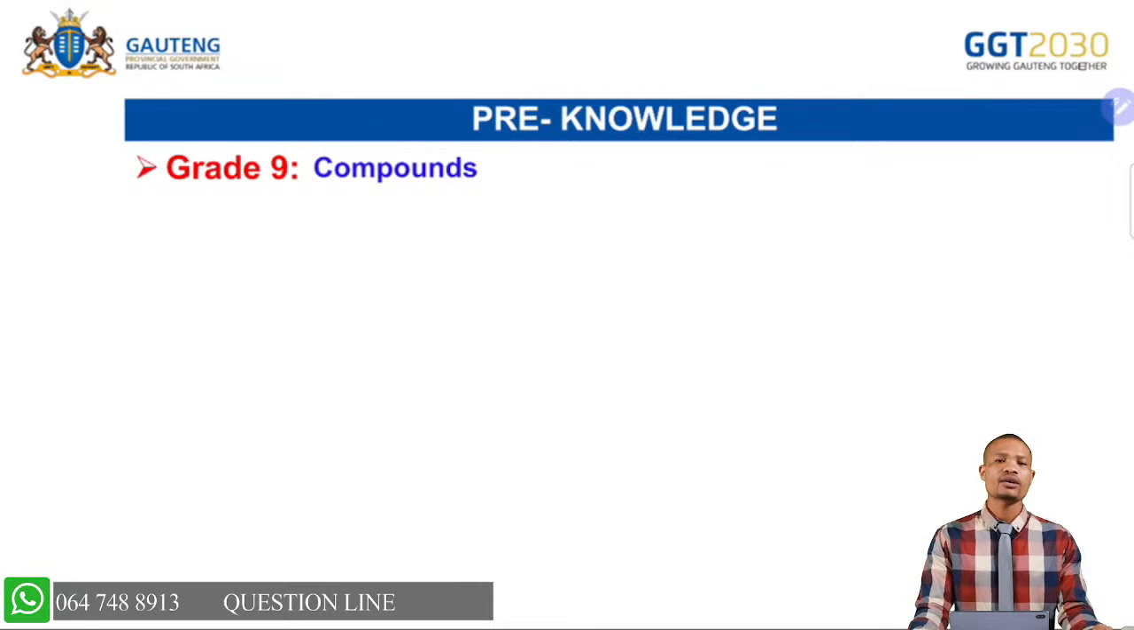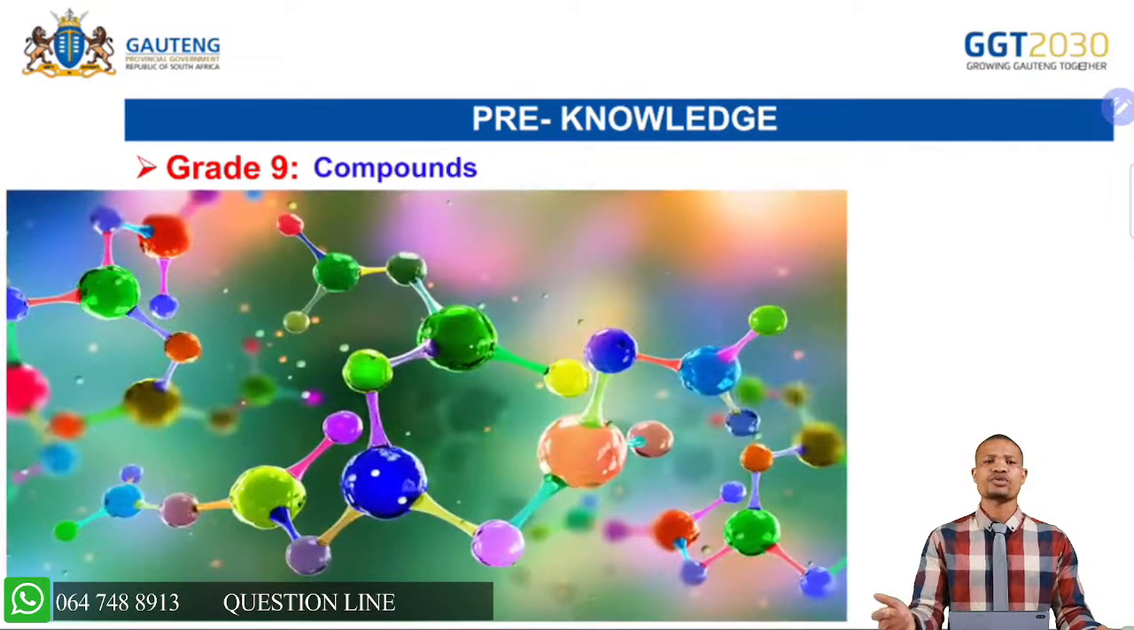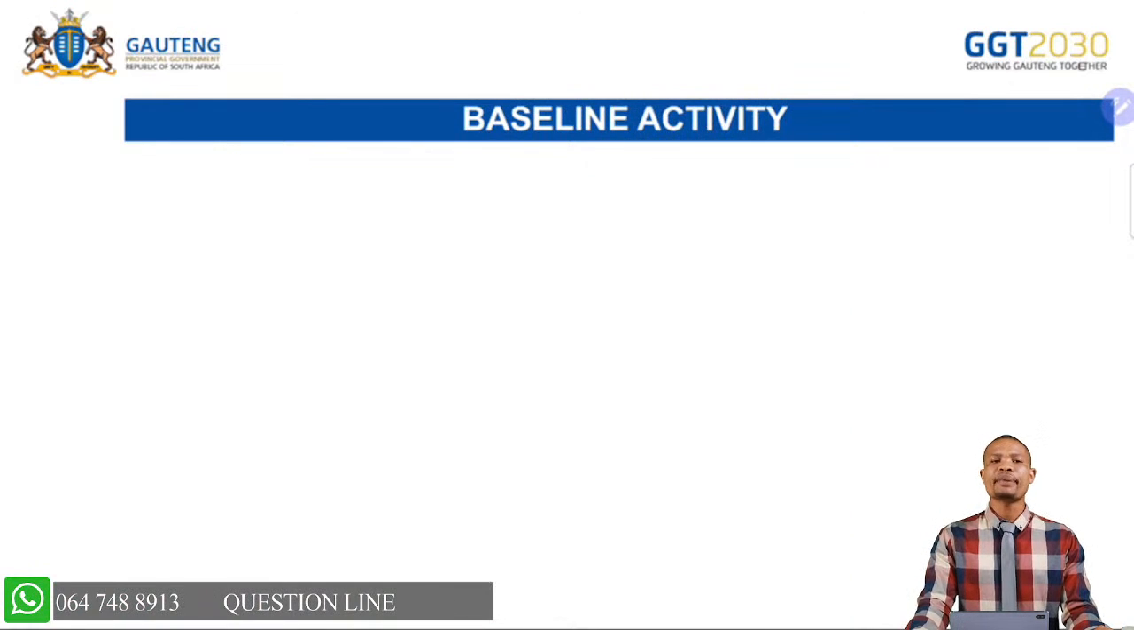Those are compounds. Okay, and this is just an illustration to show you that it involves 2 or more different elements that are chemically bonded to each other. Okay, so now let's do a baseline activity, which is nothing but a few questions that are meant to examine whether you still remember what you've learned.